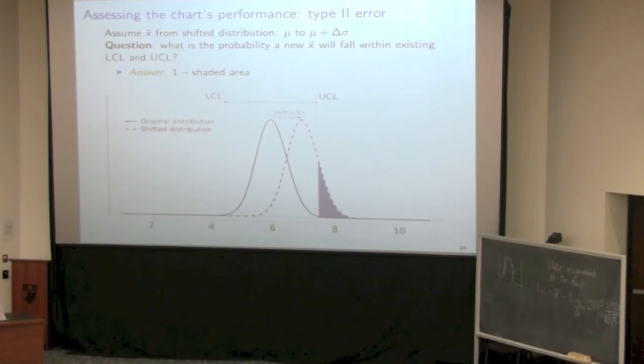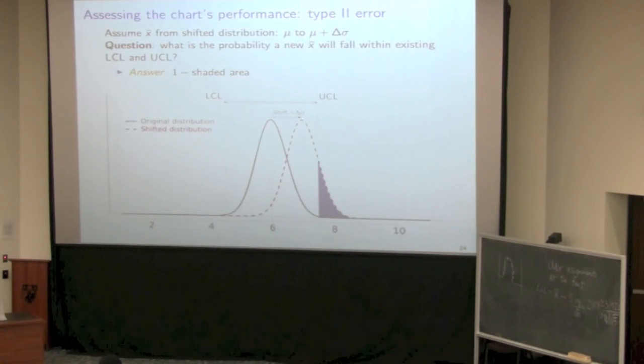Now, at some point in time, my process shifts. I don't know when, but it shifts by an amount equal to delta times sigma. This is just a convention we use. If delta is equal to 1, it means it shifted by 1 standard deviation. If delta is equal to 5, it shifted up by 5 standard deviations. That would be a very large shift. A very small shift would be something around 1 standard deviation or less. So, let's say we've shifted by delta times sigma, so now our process actually falls at the red line.